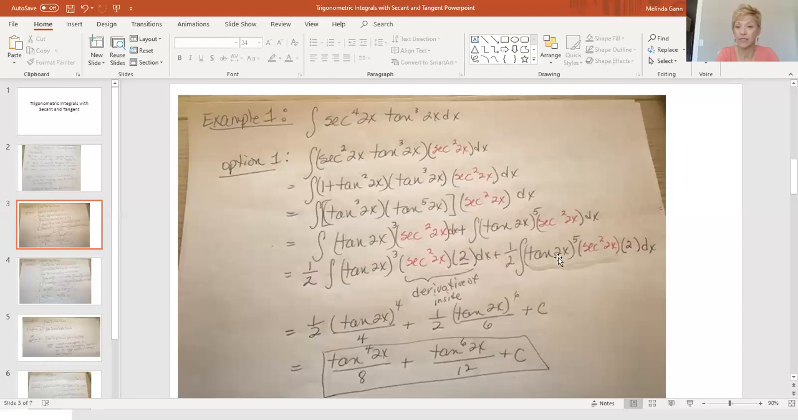Same thing over here. I've got something to a power. The derivative of the inside's right there. So my power goes up to a 6, and I divide by 6, and all I did was just multiply out my denominators. And then remember, it's indefinite. Don't forget that plus C.